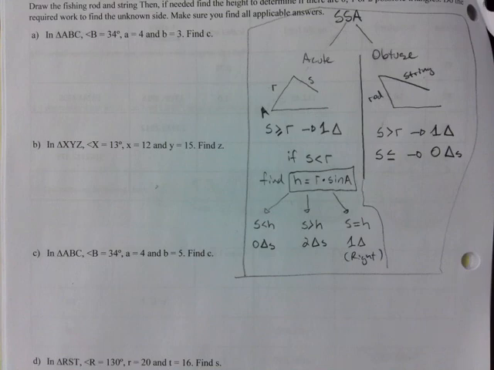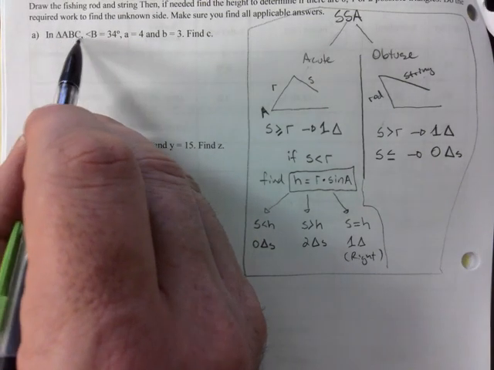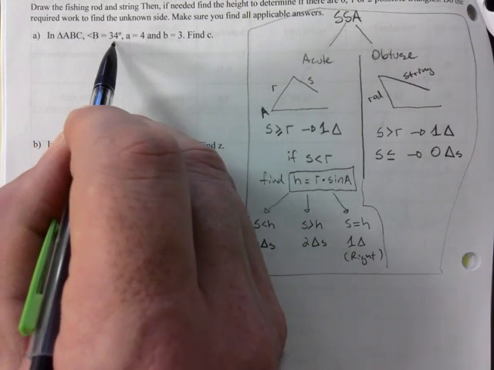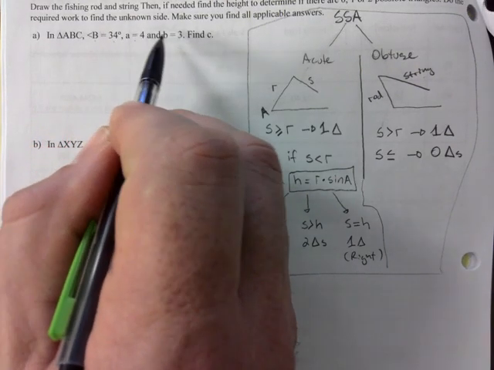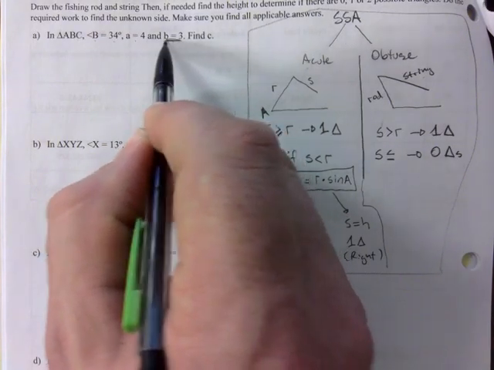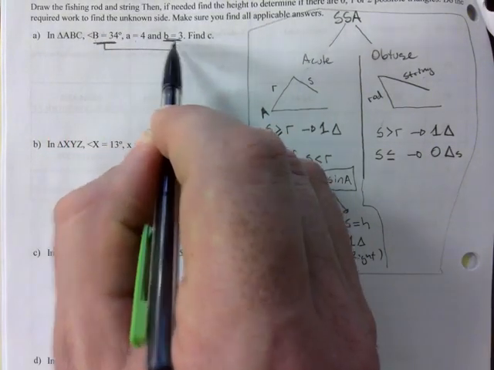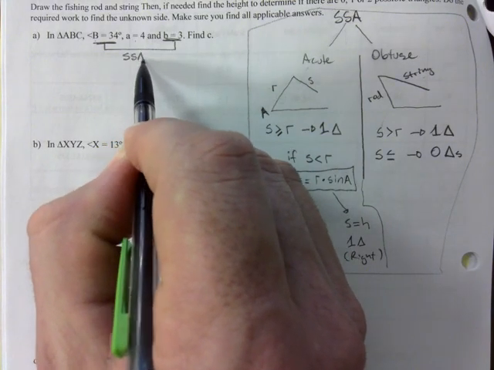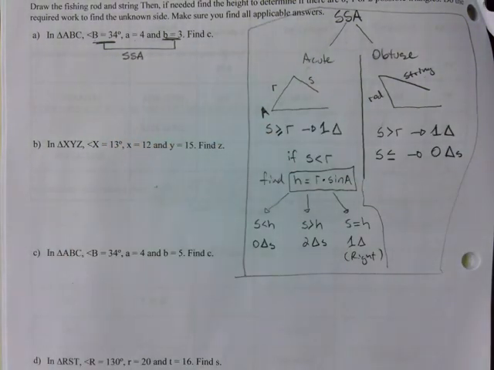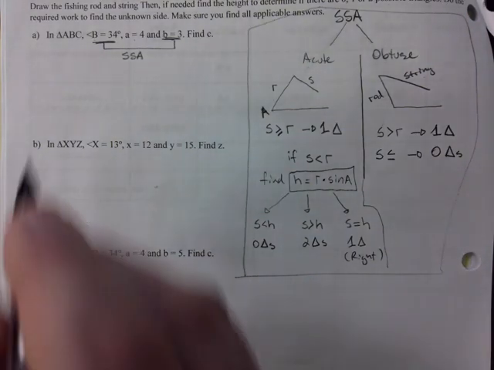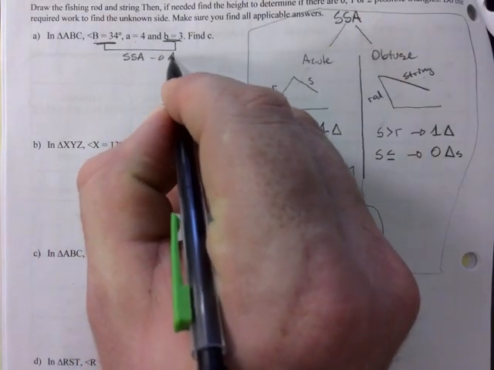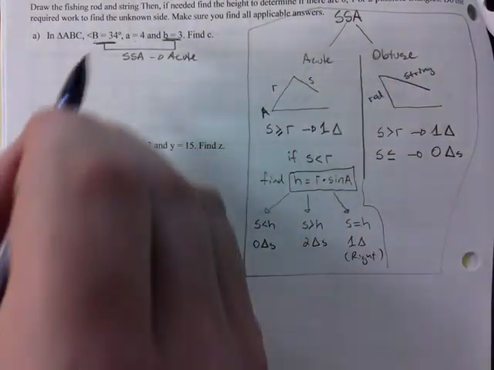So here we go. Let's try this. Triangle ABC, angle B is 34, and then you have 2 sides. The fact that side B and angle B are there gives us SSA. It tells us immediately this is SSA. You have a pair and one more side, SSA, sine law. And this is acute because it's less than 90.